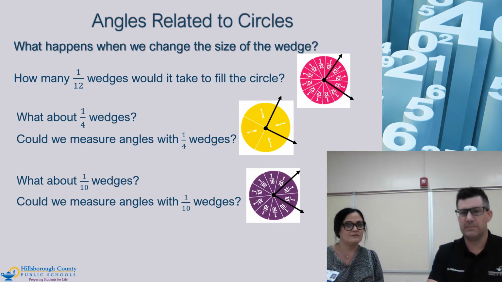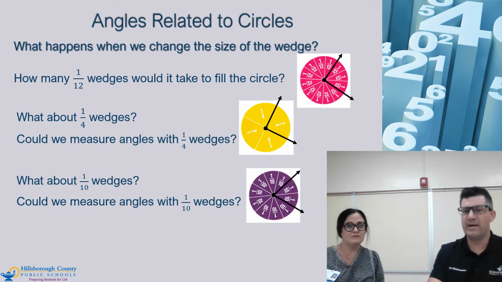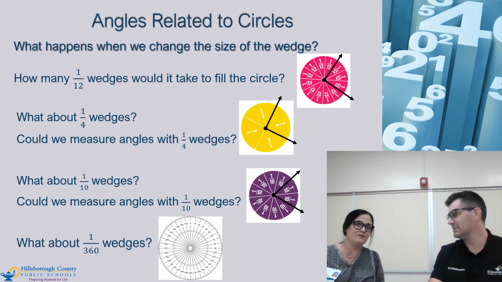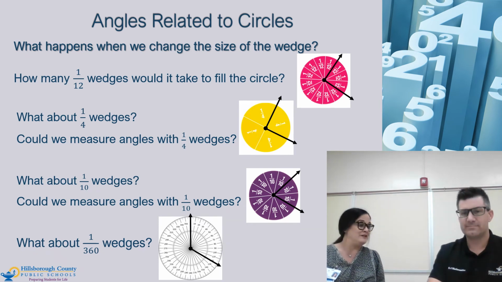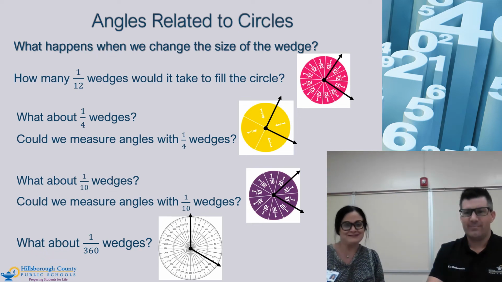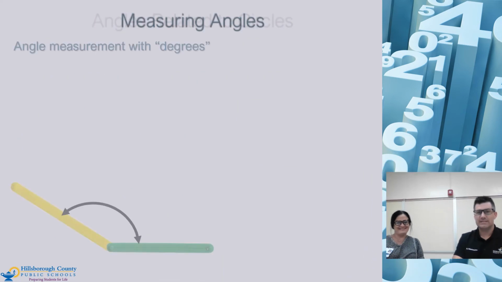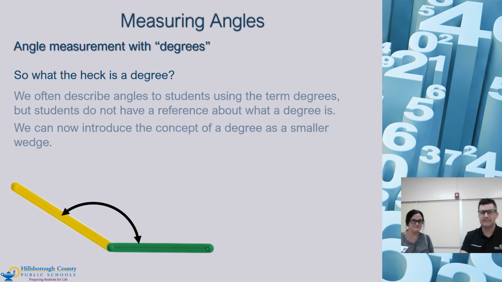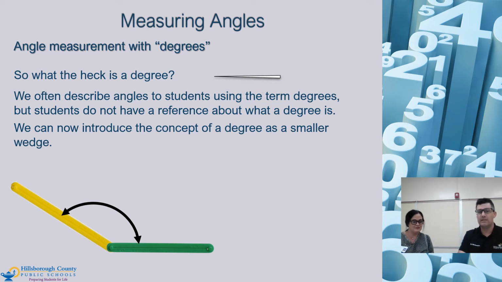But ultimately, you do want them coming back to that idea of, within a circle, how far is this turning? Well, what if I gave you a wedge that was 1/360th of a circle? I would need 360 to make a full circle. So when we normally talk about angle measurement, we talk about the standard unit of measure, which is degrees. So what really is a degree? You're probably catching on by now. A degree is just a 1/360th wedge. It's just a really small wedge.